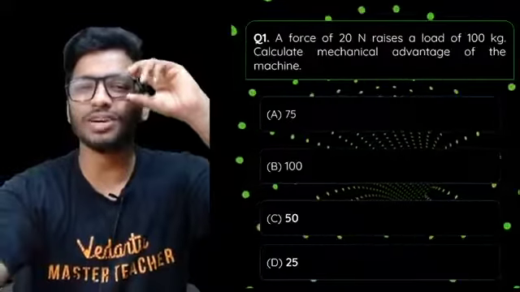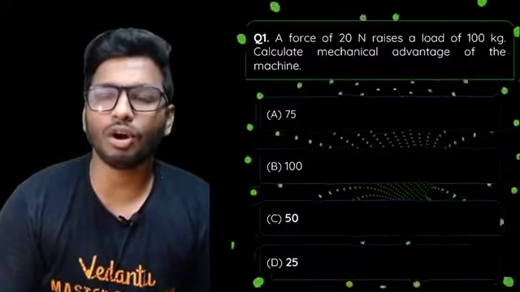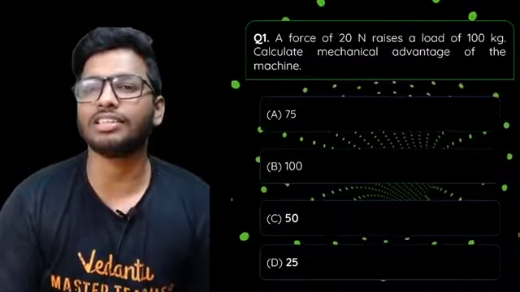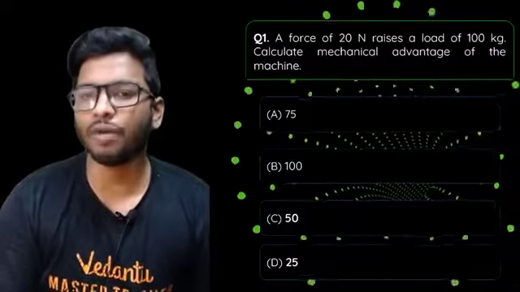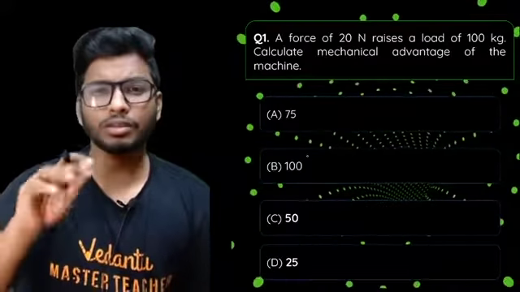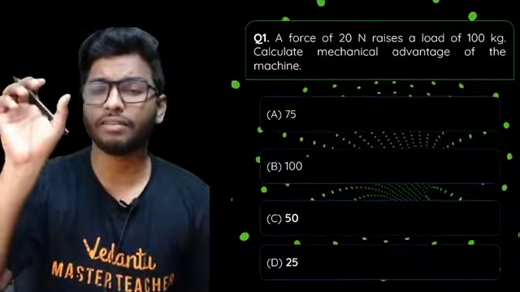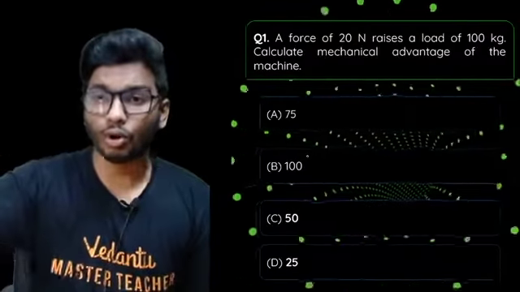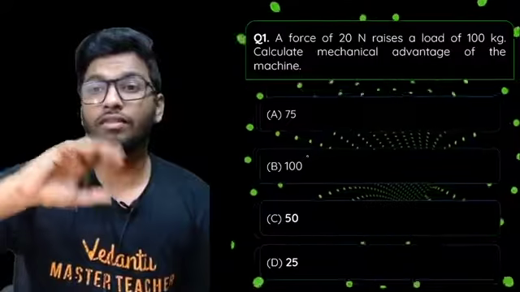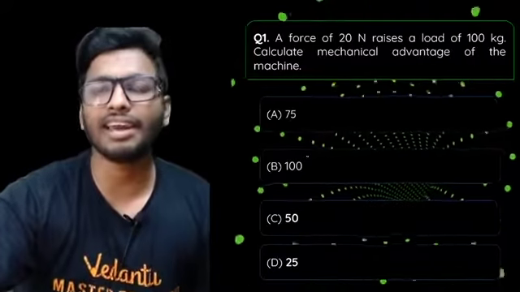Alright guys, so here's the first question. A force of 20 Newton raises a load of 100 kg. Calculate the mechanical advantage of the machine. Is it 75, 100, 50 or 25? You're supposed to calculate the mechanical advantage. They've given you the effort, they've given you the load also, but in terms of kg. So they've given you the mass.